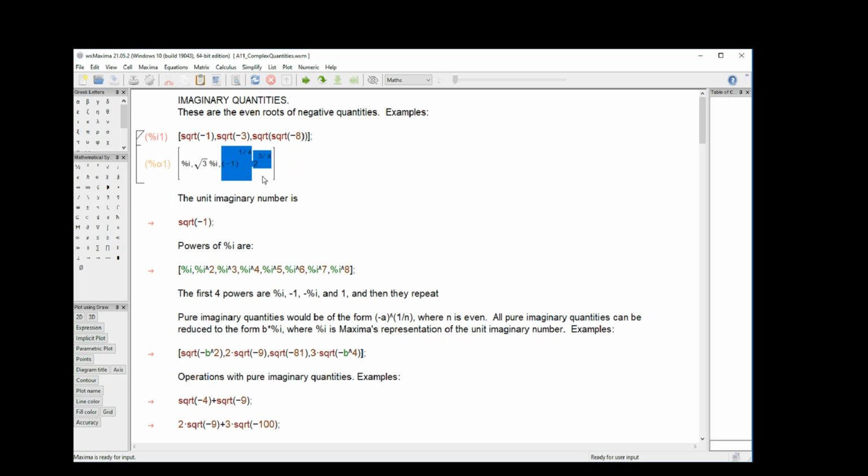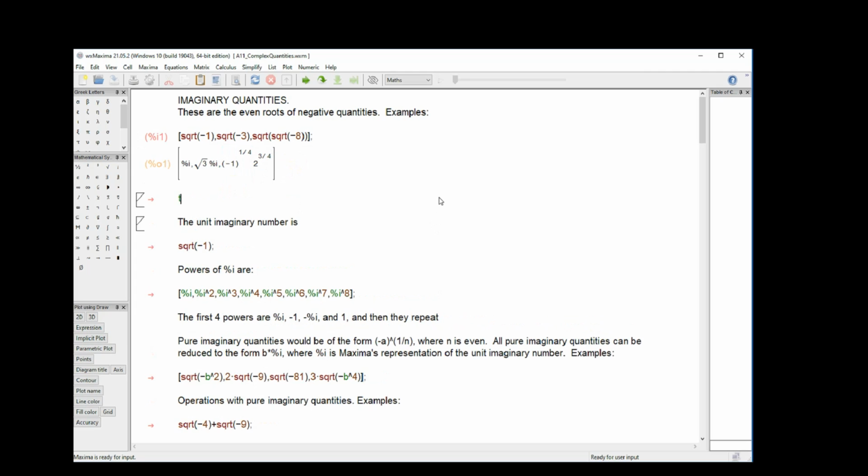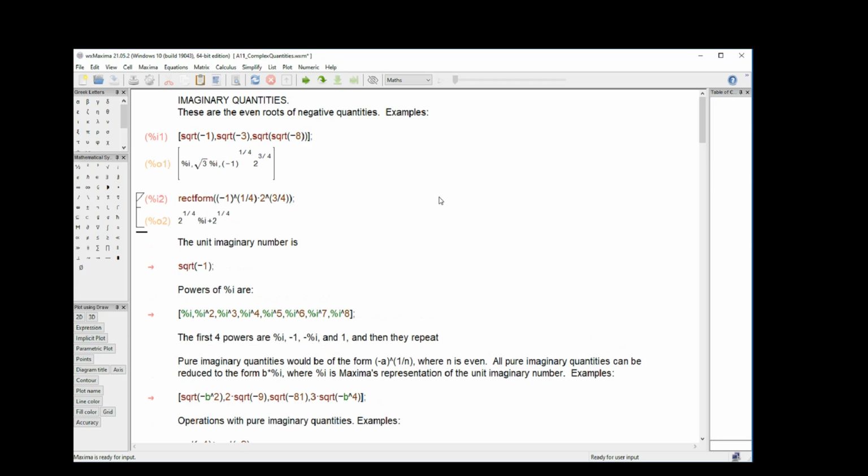I'm going to take this and I'm going to try the following. Rectangular form of that. It's 2 to the 1/4 i plus 2 to the 1/4. Sometimes Maxima doesn't simplify things, and so this needs to be written as rectangular form because it turns out to be a complex number. It's not as simple as a single imaginary number. So I apologize for that.